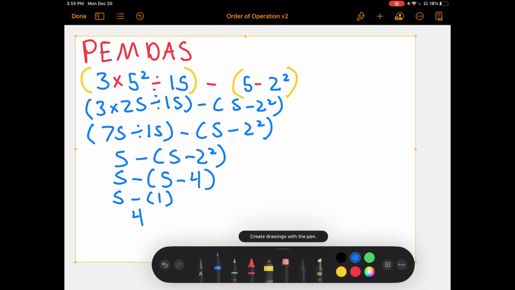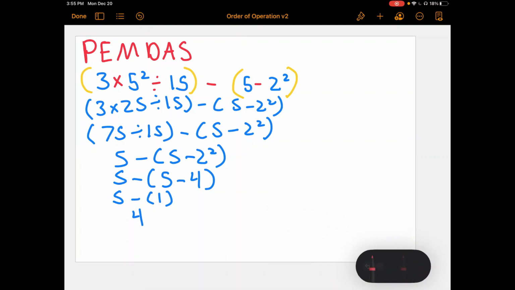So again, if you solve the equation doing any other operation first or outside of the order of operations, you would probably not have gotten 4. You may have gotten a different answer. That's why it's important to always follow the order of operations: parentheses, exponents, multiplication, division, adding, and subtracting.